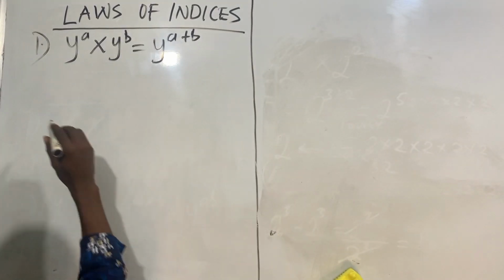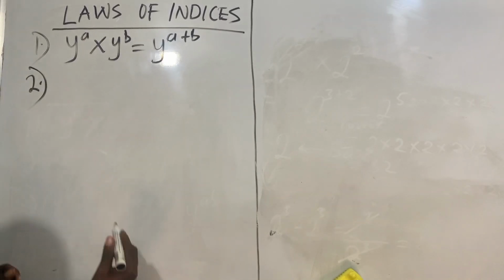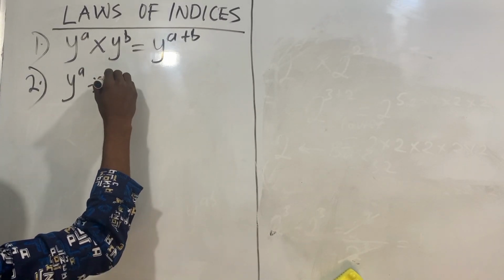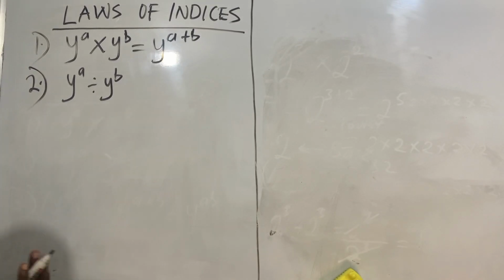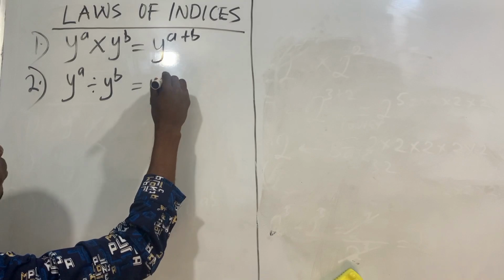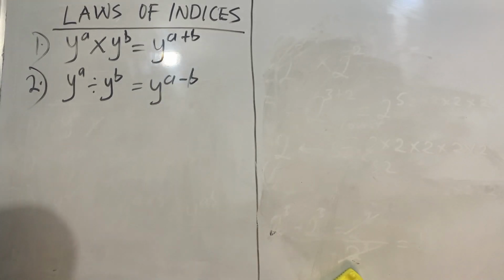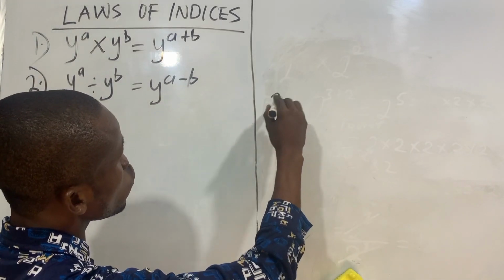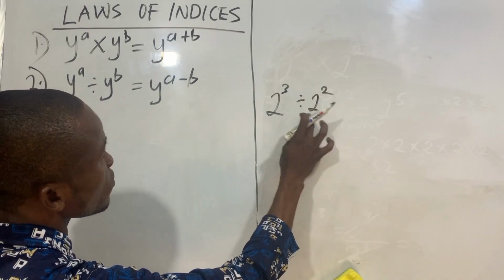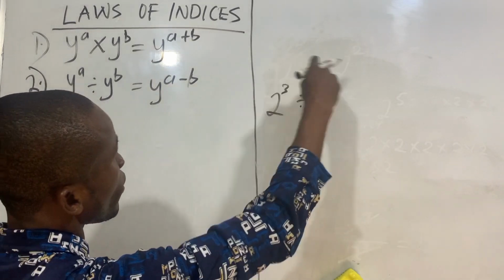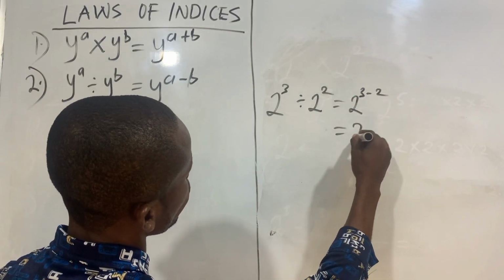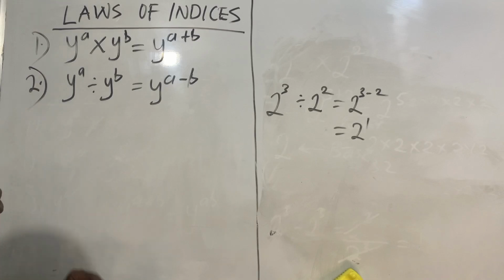The next law is the division law. If we have y to the power of a divided by y to the power of b, now since the base is the same, we simply subtract their powers. That becomes y to the power of a minus b. Now if we have similarly 2 to the power of 3 divided by 2 to the power of 2, since the base is the same, we simply subtract their powers. That becomes 2 to the power of 3 minus 2. That equals 2 to the power of 1. That's from the division law.